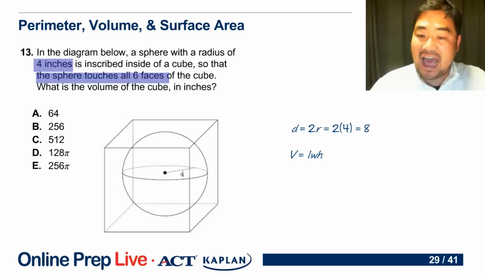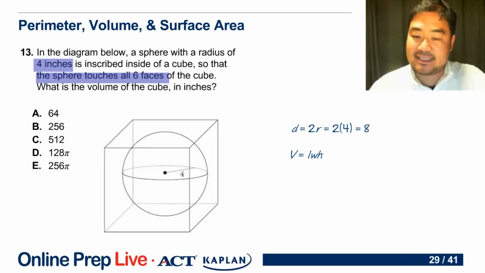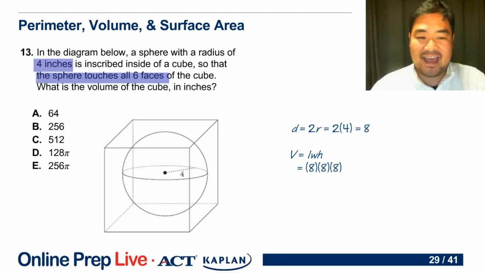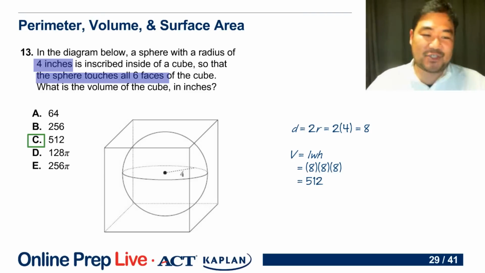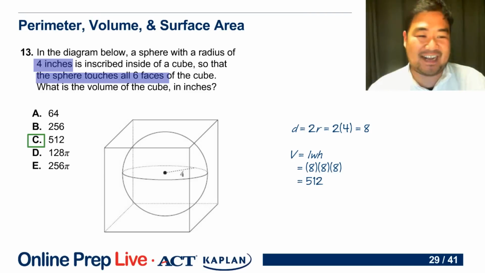So if each side of that cube is equal to 8, type it into the chat. What do you do to find the volume of this cube? If you know that one side is equal to 8, well, the length is 8, the width is 8, the height is 8. We're just going to multiply those numbers together. 8 times 8 times 8. And again, please don't do this in your head, folks. 8 times 8 times 8 is going to be equal to 512. Choice C is your correct answer.